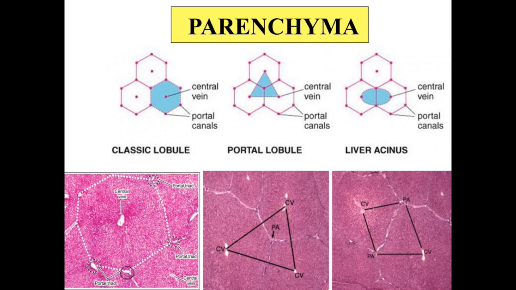In case of the portal lobule, it is formed of hepatocytes that drain their bile in one bile duct in the center of this triangle. The apices of the triangle are formed of central vein, and the triangle includes material or tissue from three hepatic classic lobules.